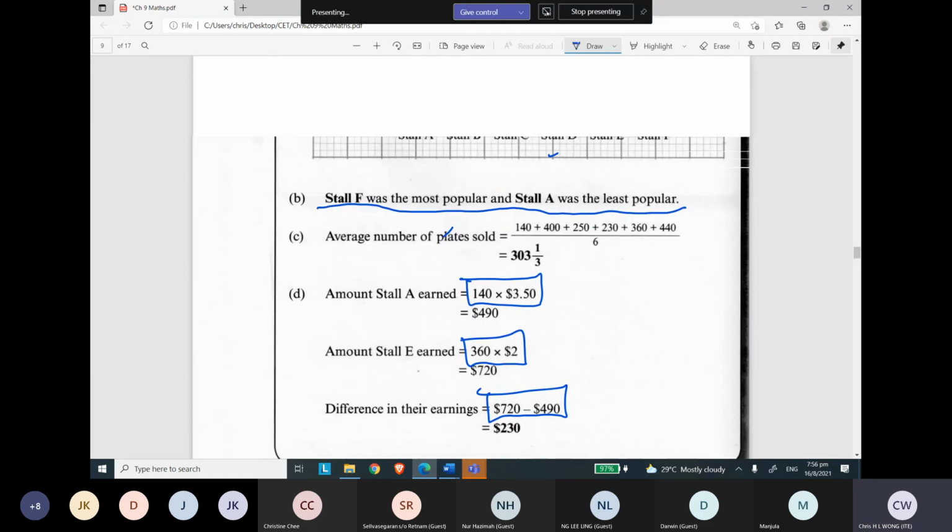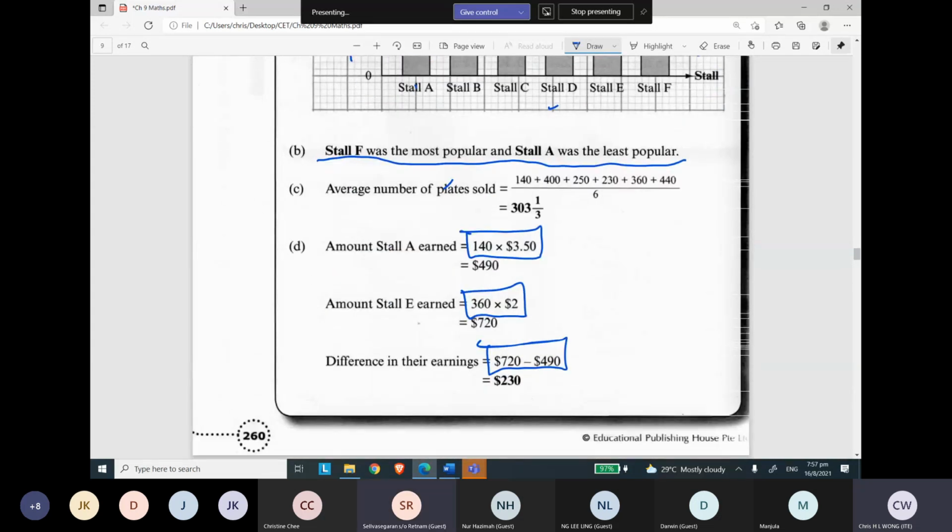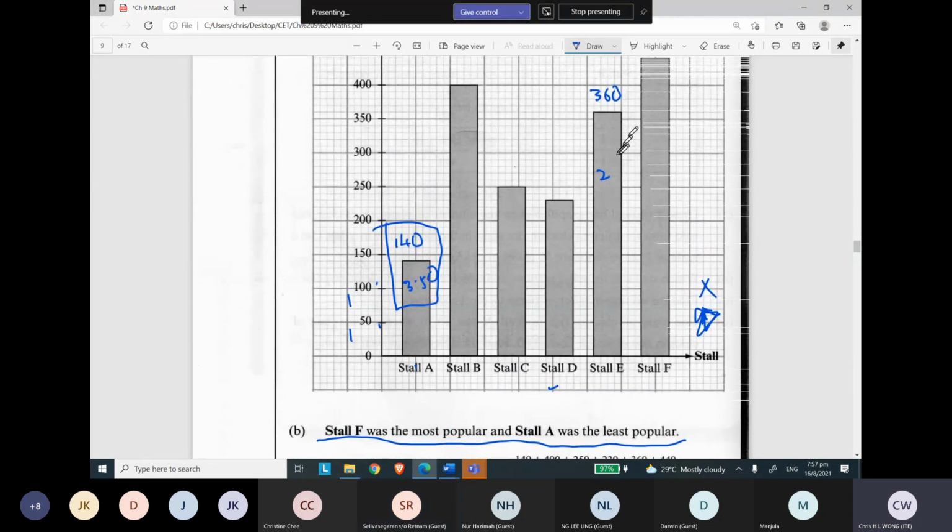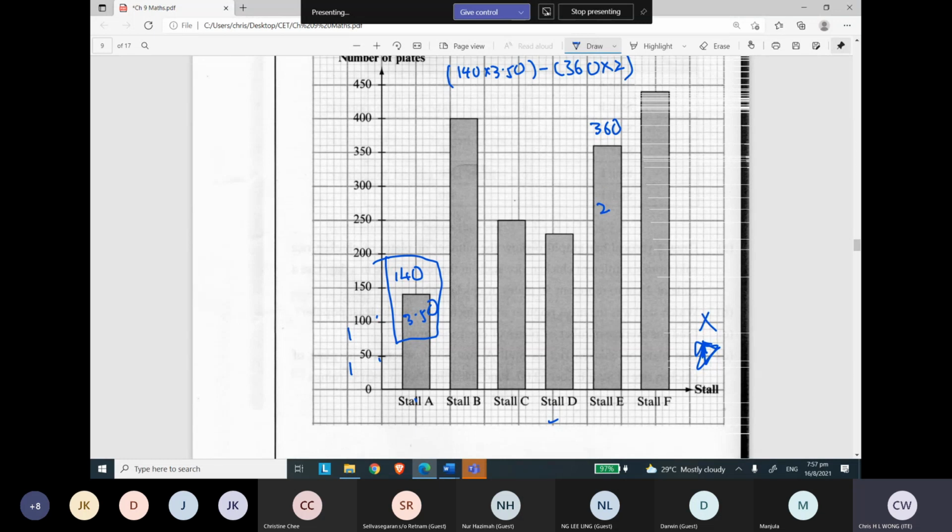So which store earns the most? Of course, in the end, which store earns the most? Store E, sir. See, you look at store E. E only sells at $2, whereas A sells at $3.50. So you can see people would rather buy from the cheaper store than the more expensive one. So don't think that if you happen to be a store owner, you can sell more expensively. People won't buy from you. But if you sell cheaper, people will buy from you. So in the end, you earn more.